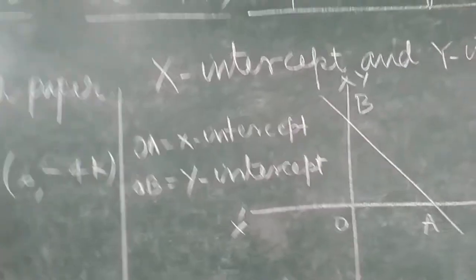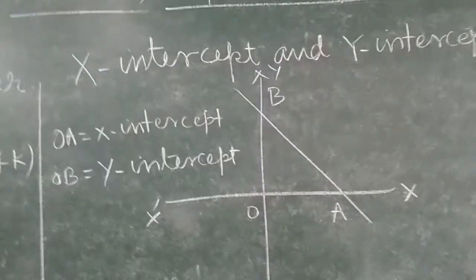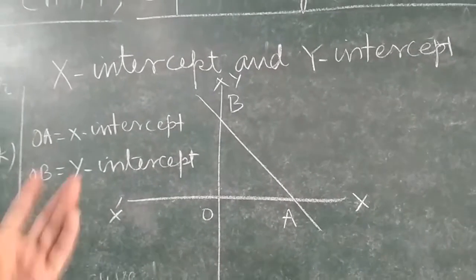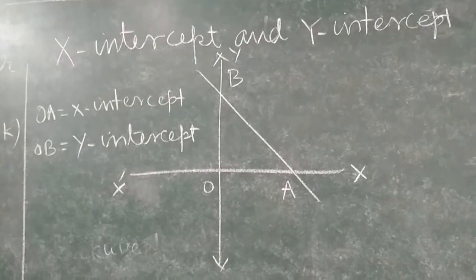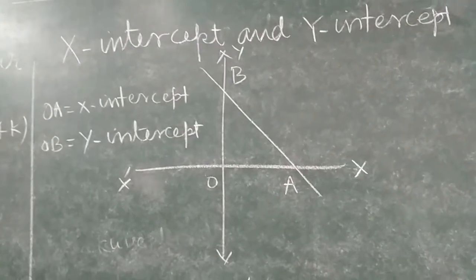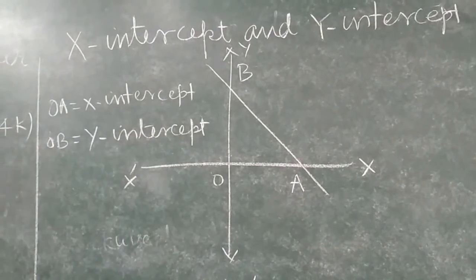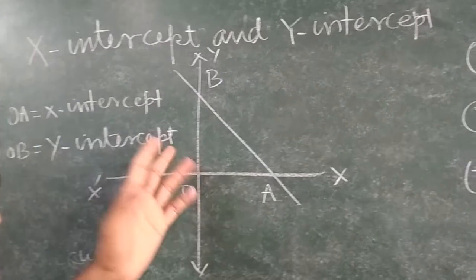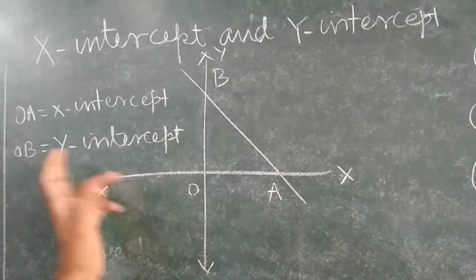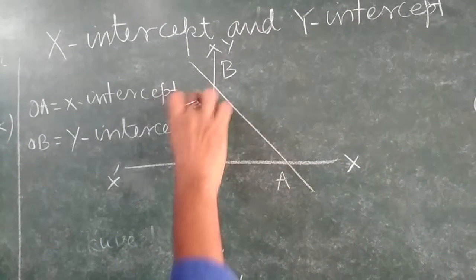Now, the next topic is x-intercept and y-intercept. You see the figure of a line which is drawn in the x and y system, and the line cuts the x-axis at point A. So this OA length is known as the x-intercept. And the same line cuts some length on the y-axis also. So OB is called the y-intercept. This is your x-intercept, this is called the y-intercept.